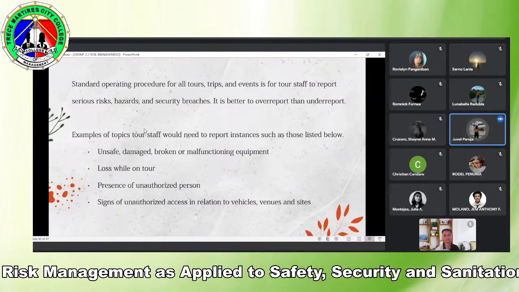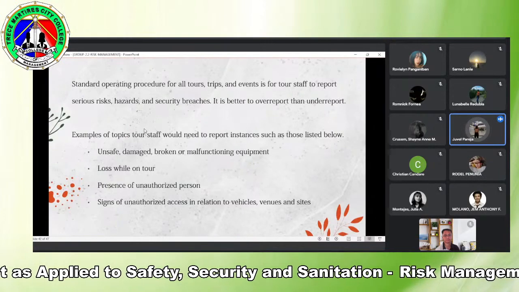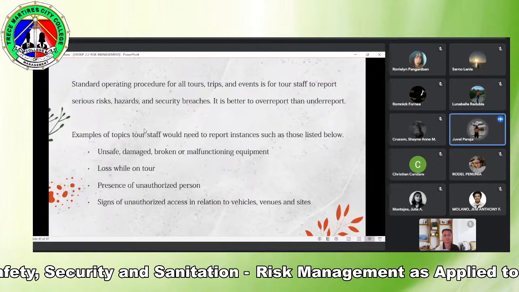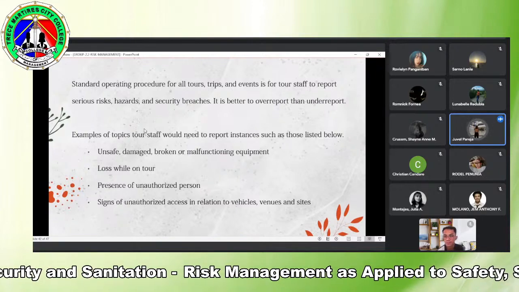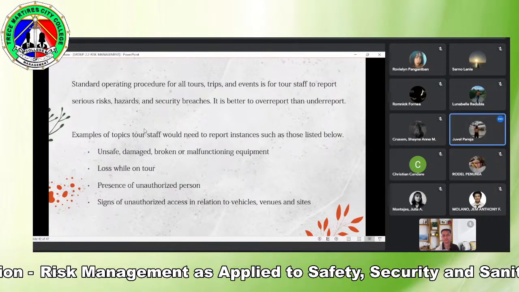Presence of unauthorized person. Halimbawa po is may isang event tapos may nagpunta po na hindi naman kilala, nagpupumilit na pumasok. Kailangan mo muna mag-report sa manager at kumpirmahin kung papapasukin ba ito or hindi.